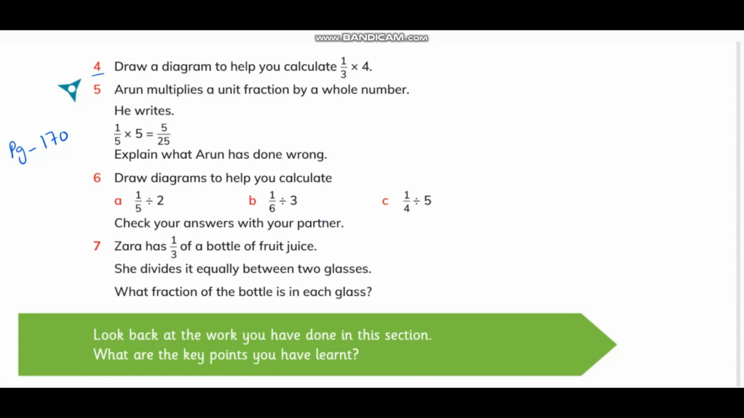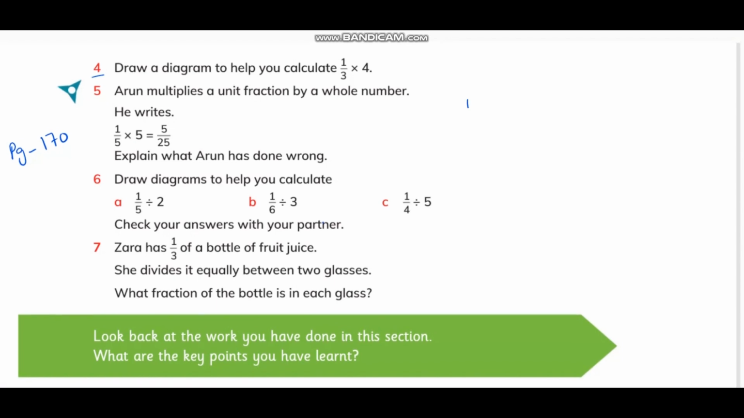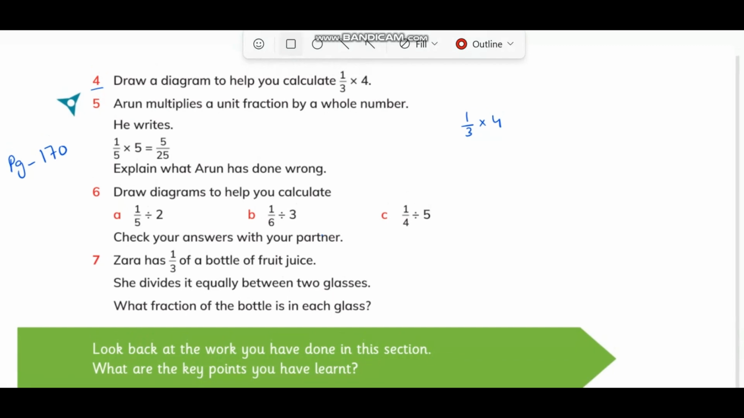Okay, so we are going to solve here now. You can see the question is 1 by 3 multiply by 4. So what we have to draw is 1 by 3. 1 by 3 means how many total parts we have to draw? It's 3. Okay, so let's draw now. I'm going to draw here, like this. 1 by 3, total parts we have to draw is 3.